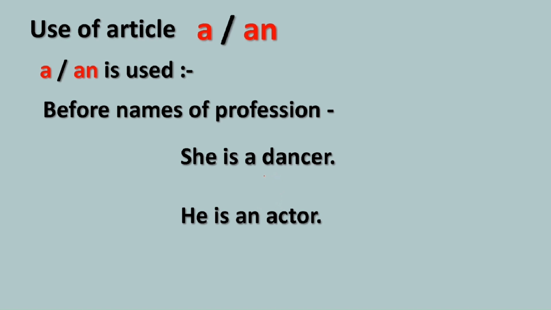See here, she is a dancer. So dancing is a profession. So she is a dancer. So here article a is used. He is an actor. Acting is a profession. So actor is a profession, so an is used. Similarly, he is a doctor. She is an engineer. For all these professions, a or an is to be used.